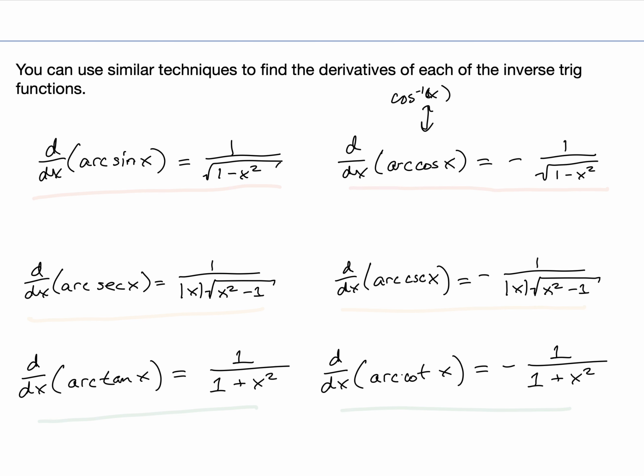One thing to notice is that the derivative of arc sine and the derivative of arc cosine are related. They're just negatives of one another. The derivative of arc secant and the derivative of arc cosecant are similarly negatives of each other, and the derivatives for arc tangent and arc cotangent, or tangent inverse and cotangent inverse, are also just negatives of each other. So that can be one thing to help. You really just need to memorize, say, the left-hand side, and then you've got the right-hand side for free.